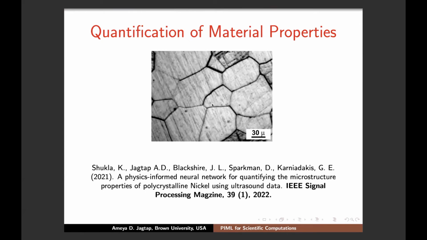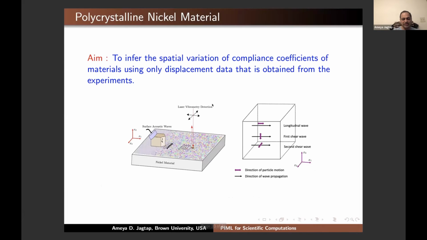So the next example is quantification of material properties. You can see here the aim is to infer the spatial variation of compliance coefficients of the material using only displacement data that is obtained from the experiment. That's the experimental data we have, where we use surface acoustic waves to get the displacement in the X2 direction.